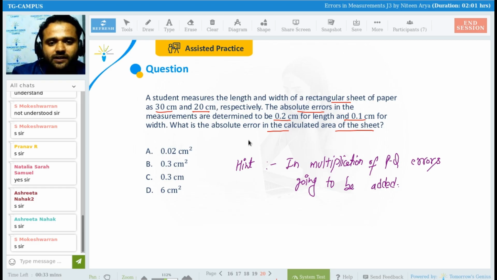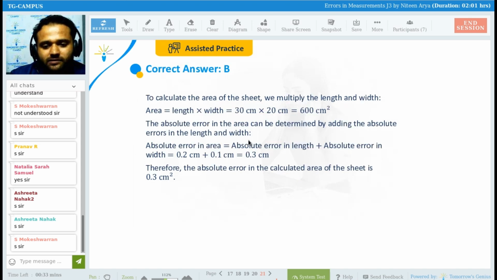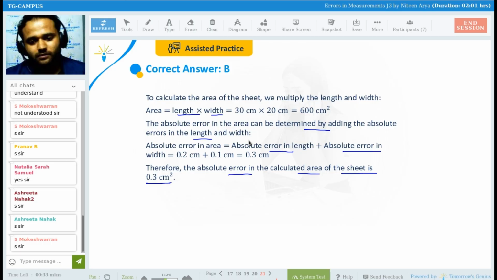See, B is correct because the unit is centimeter square, the unit of area. Simple thing. To calculate the area of a sheet, length into breadth, the absolute error in the area can be determined by adding the absolute error in the length to the absolute error in the width, 0.1 and 0.2 centimeter. Therefore, the absolute error in the calculated area of the sheet is 0.3 centimeter square. It cannot be 0.3 centimeter.